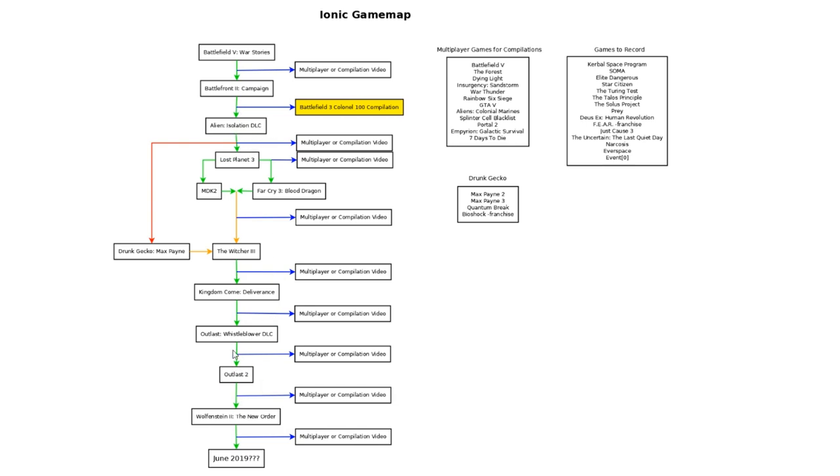Once Outlast 2 is done, Wolfenstein The New Order. I don't know why I put 2. Is it Wolfenstein 2? I don't know. I might have mislooked that, but it is one of the newer ones. Came out in 2014, I think. Either way, I bought it way back, and again, it looked cool. I want to play it, kill some Nazis. And all of that, I wish to have done by June of this year.